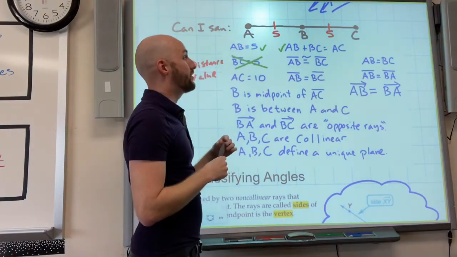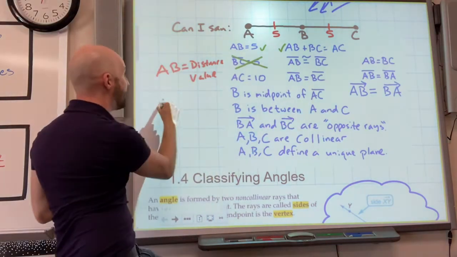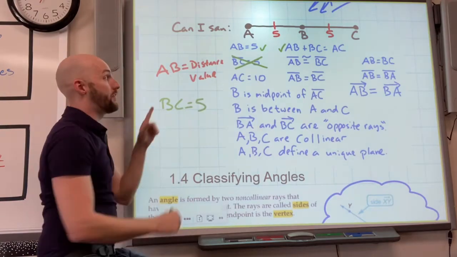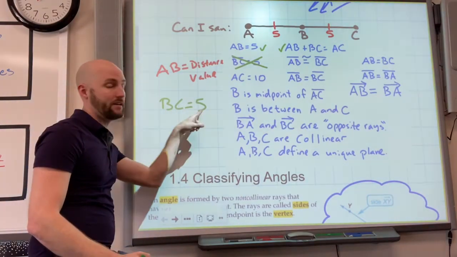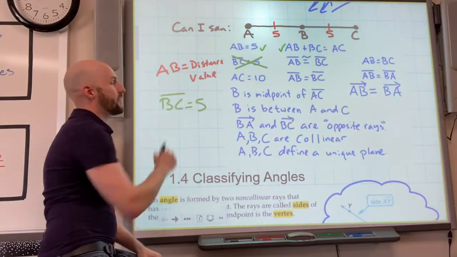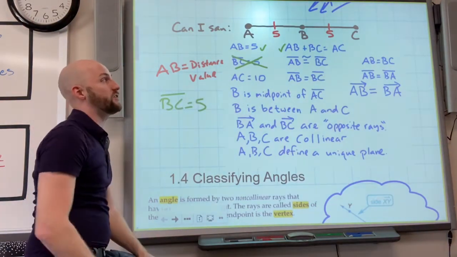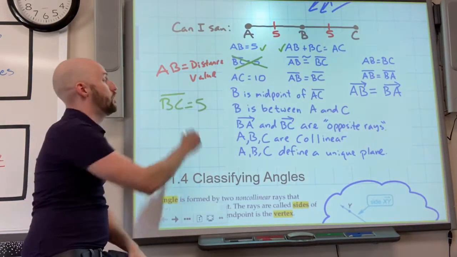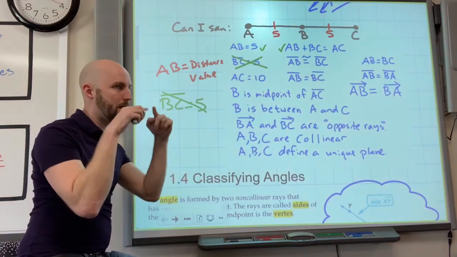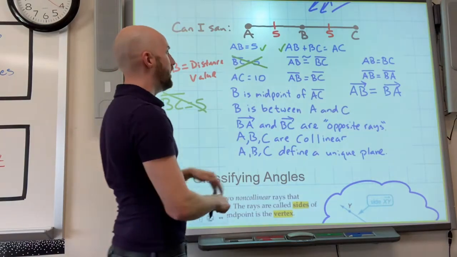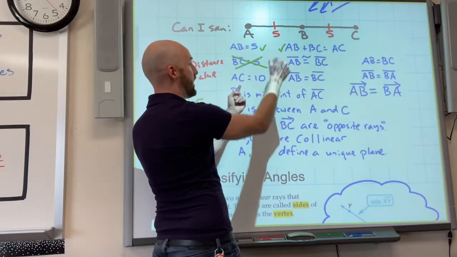If I wanted to say that it was 5, I would say BC is 5. That I can say: the value or the distance from B to C is 5. But the second I write that segment, I'm saying the ink on the sheet of paper is the number 5. No. I know that's silly, but you need to think about that anytime you see that hat. Okay, is the distance from A to C 10?